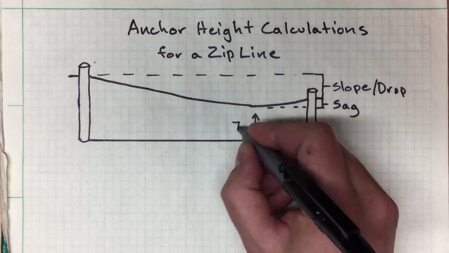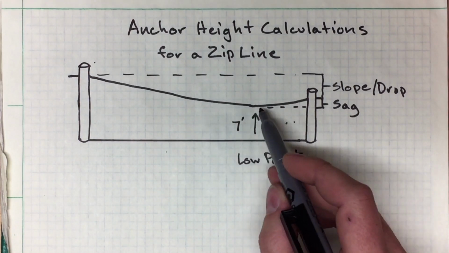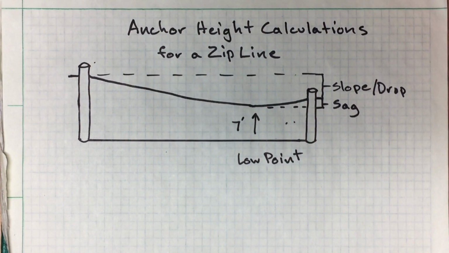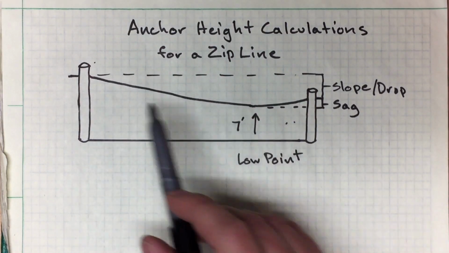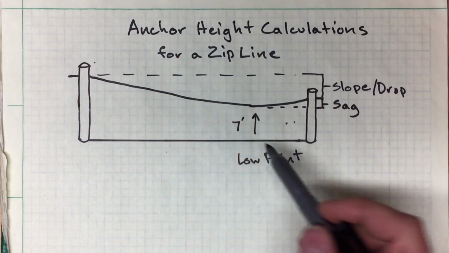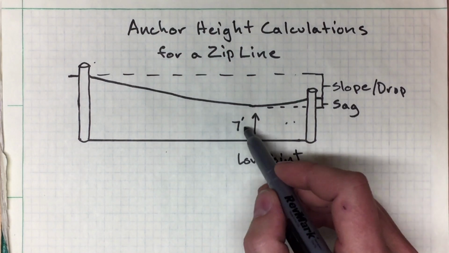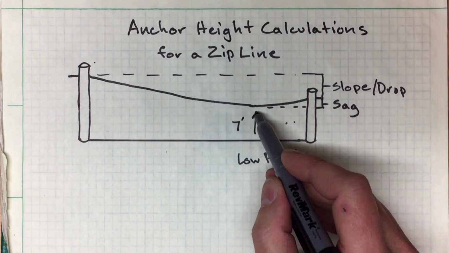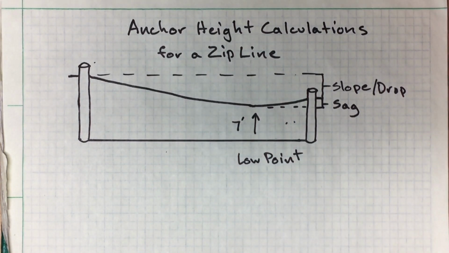We usually shoot for about 7 feet right here. That's close enough to reach easily, but it's not going to be a hazard. And again, this is weighted, so this is high enough so that adults and kids can ride the zip line and they're not scraping on the ground. So for planning, we start with a number of 7 feet. We add our sag, and we get our ending anchor height.